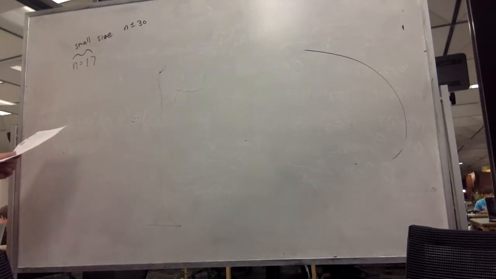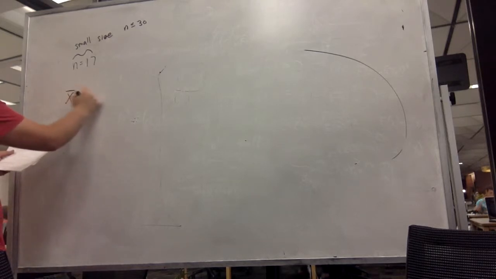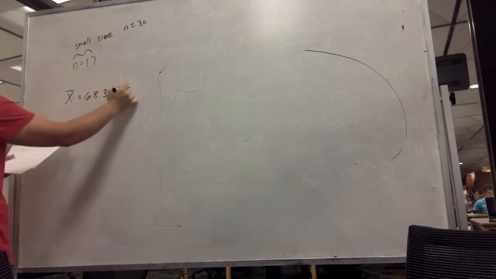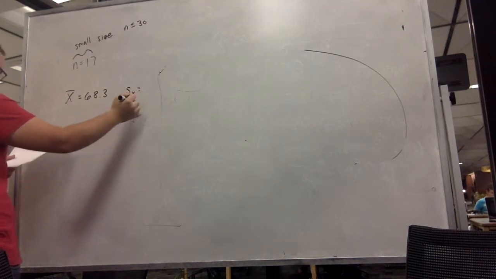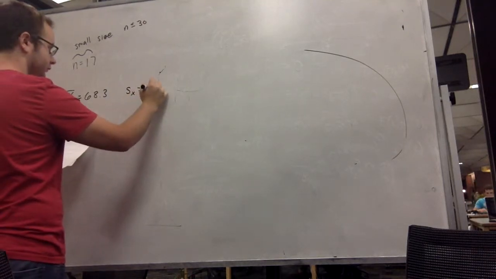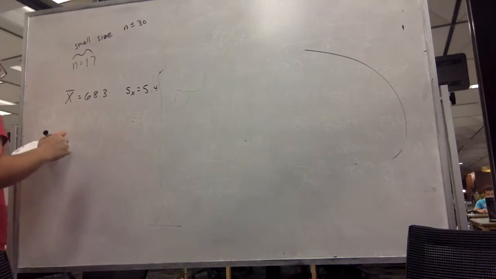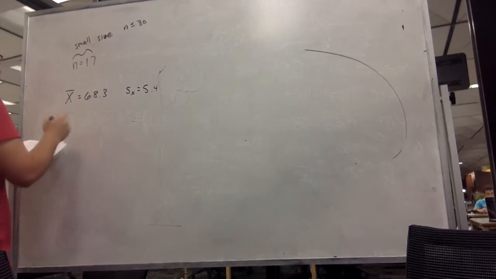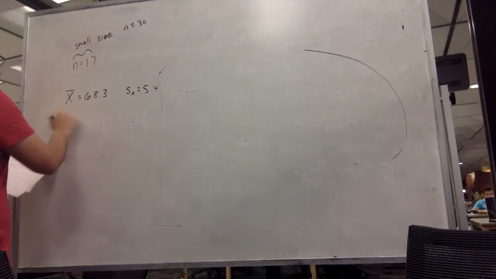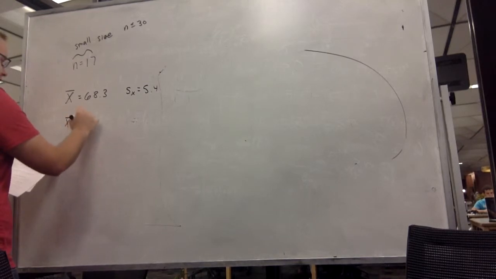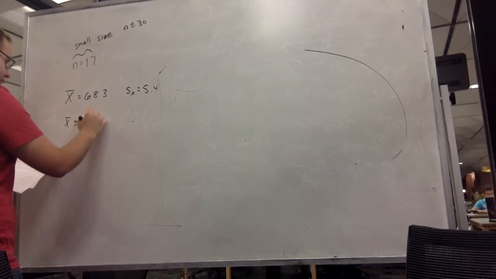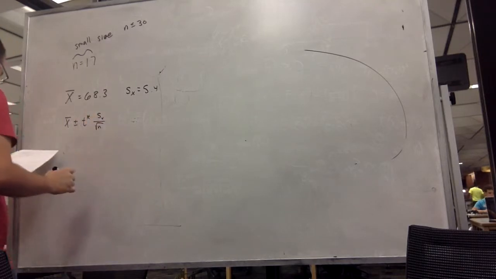This sample produces a sample mean of 68.3 and a sample standard deviation, for which we use s of x, of 5.4. Find a 95% confidence interval for the population mean. This is not that hard. Here's the formula you need to know: x bar plus or minus t star times s of x over the square root of n.